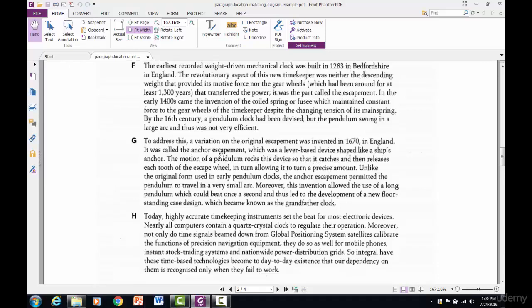It was called the anchor escapement, which was a lever-based device shaped like a ship's anchor. Oh, there we go. Shaped like is the same thing as resemble. I'm right here in the second sentence of paragraph G. Shaped like a ship's anchor. So the answer I will write is ship's anchor.